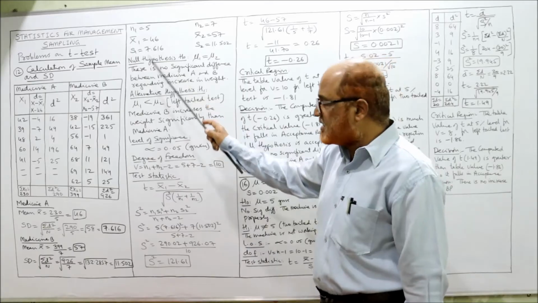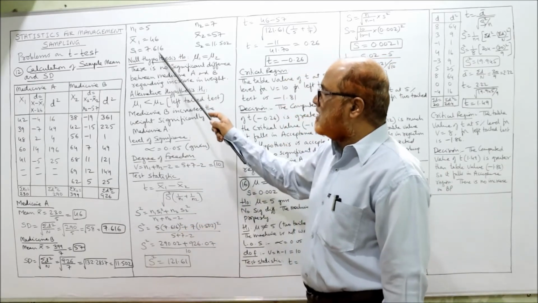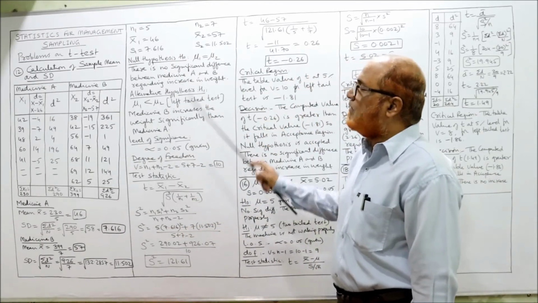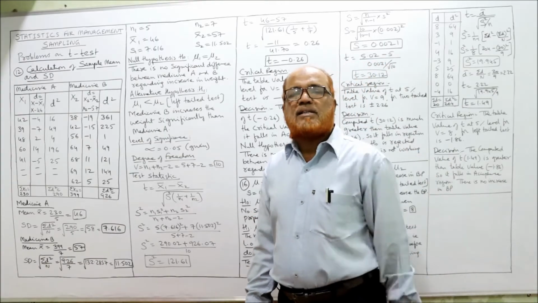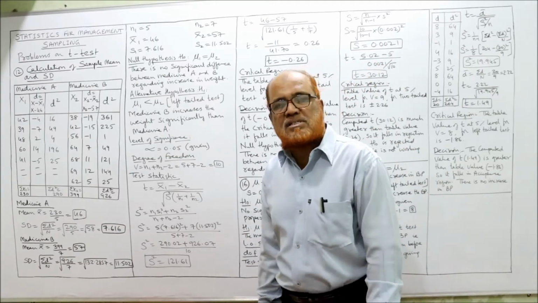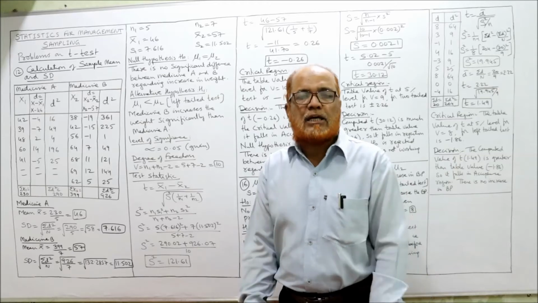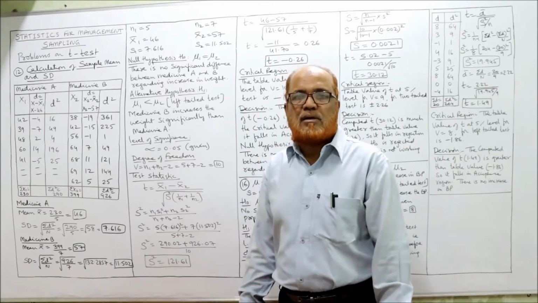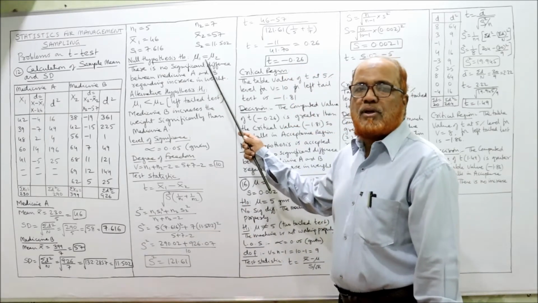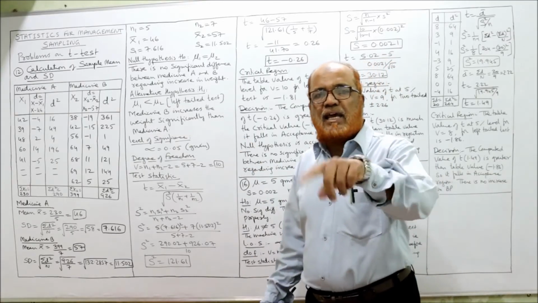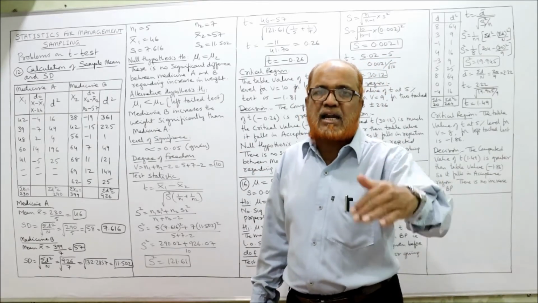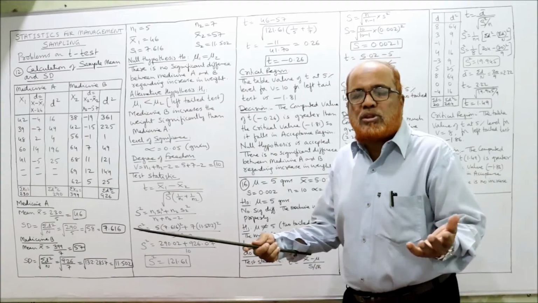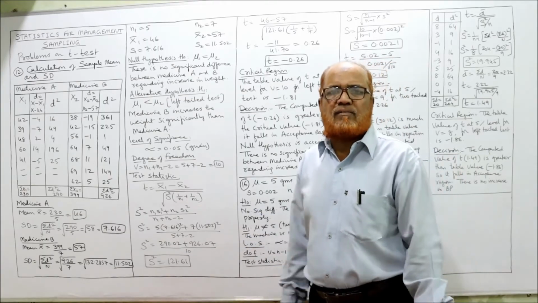S1, standard deviation of first sample, is 7.616, standard deviation of second sample is 11.502. Now we can apply the steps of hypothesis testing. First step, null. Null means no difference. Mu1 is equal to mu2. No significant difference in medicine A and medicine B regarding the increase in weight. Both medicines are equally increasing the weight.